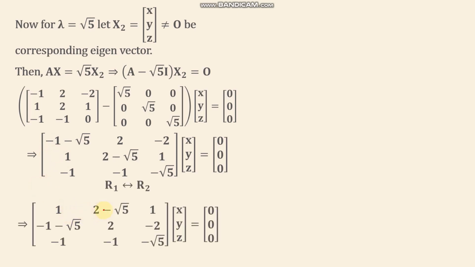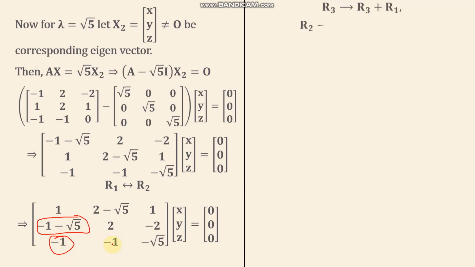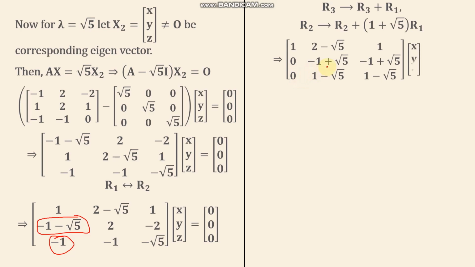So it is 1, 2 minus root 5, 1, minus 1 minus root 5, 2 minus 2. Now make this 0, this 0 and this 0. We can apply the transformation R3 goes to R3 plus R1 and R2 goes to R2 plus (1 plus root 5) times R1. It will make 0 here and 0 here. Here you will get minus 1 plus root 5, here minus 1 plus root 5, here 1 minus root 5 and here 1 minus root 5. You can solve it and check.